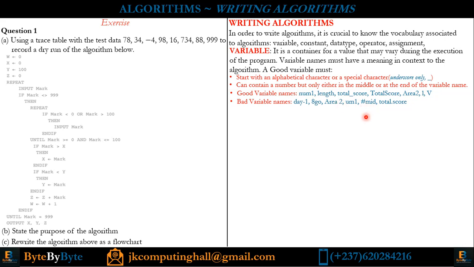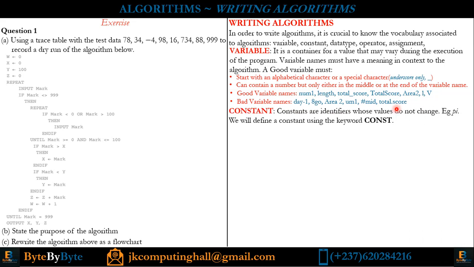UML, yes, this is a good variable name. Sorry, this is a good variable name. And this one is not a good variable name because of the hashtag. If I take the case of the C programming language, the hashtag is used, for example, when you want to import a particular library. Total.score cannot go because of the dot. Remember that the only special character you can have is the underscore.